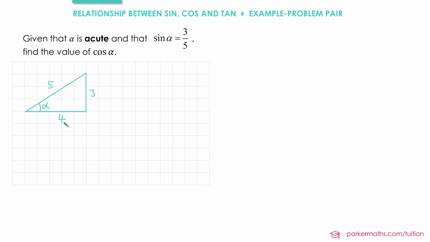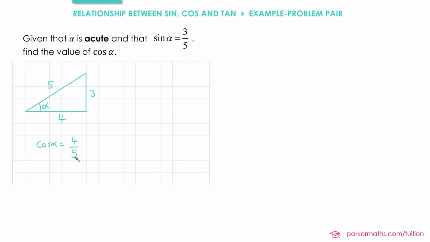When we have a right angled triangle where all 3 sides are integers, we call this a Pythagorean triple, and these come up quite frequently in trig, and it's worth knowing them because it allows you to sometimes take shortcuts. So let's find the value of cos alpha. We know the ratio for cos is adjacent over hypotenuse, so we know our answer will contain 4/5.